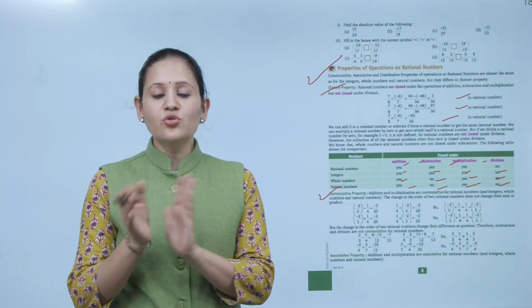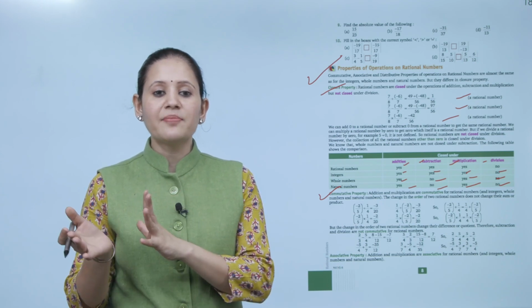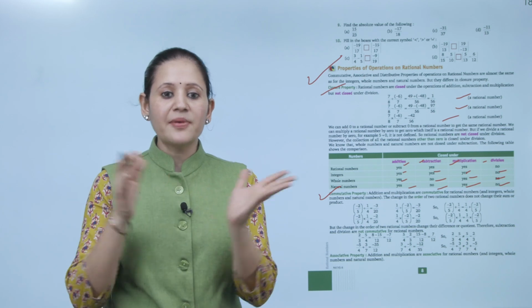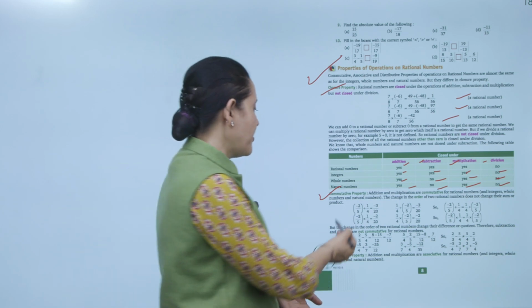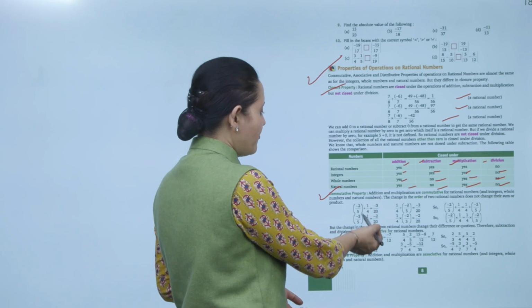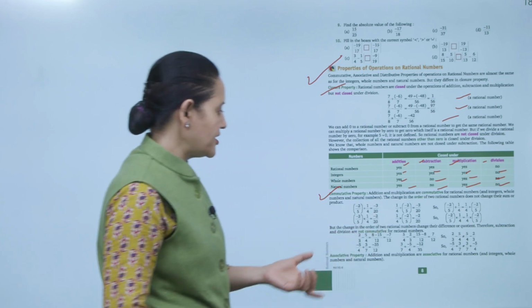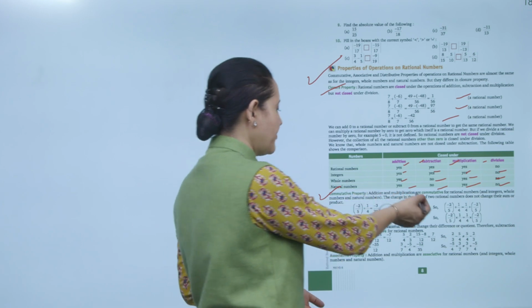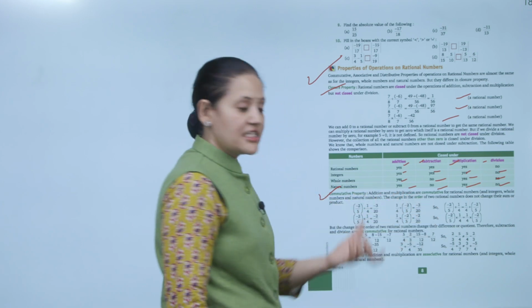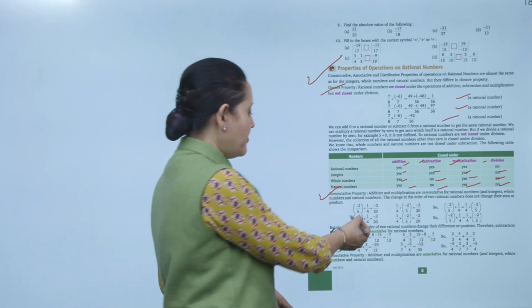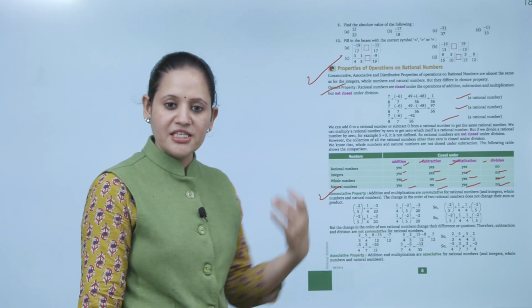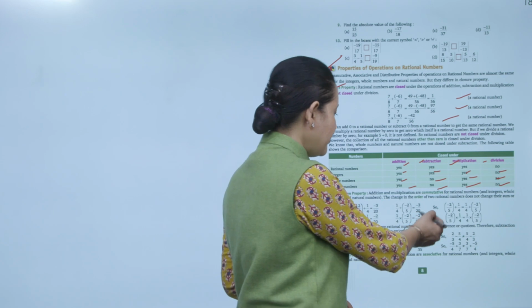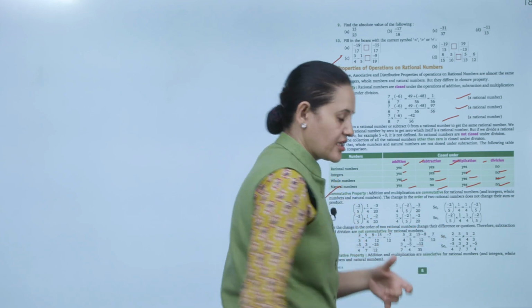If we add or multiply 2 rational numbers, we can add and multiply in any order; their sum and the product will not change. Like here, minus 2 by 5 plus 1 by 4, so we'll get minus 3 by 20. Now we'll change the order, again we'll get minus 3 by 20. Same in the multiplication, minus 2 by 5 into 1 by 4, that is minus 2 upon 20. Now we'll change the order, again we'll get minus 2 by 20 as a product.